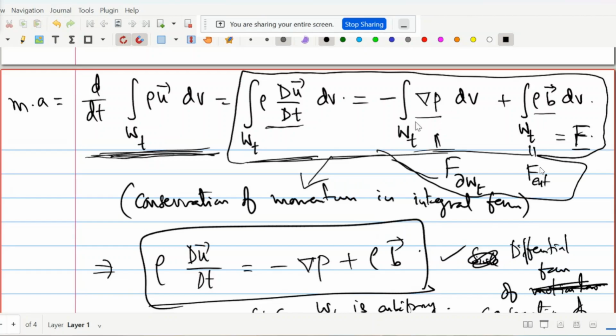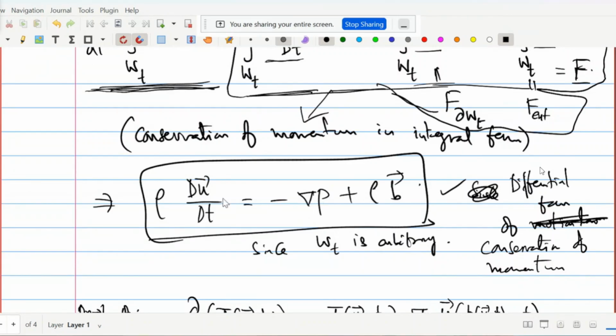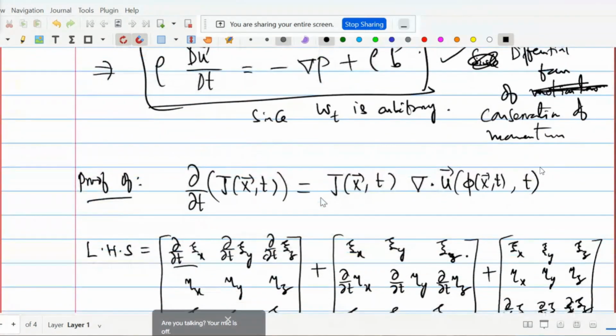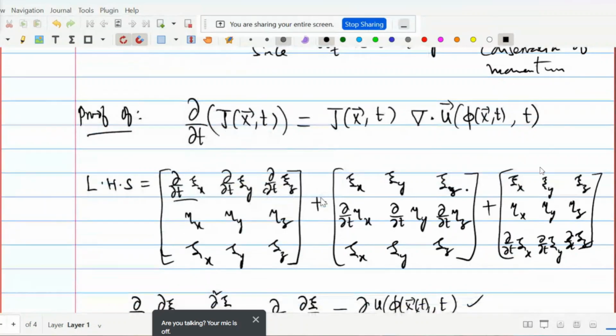Then you use the divergence theorem again, and assuming that all the integrands are differentiable, you end up getting this equation, whatever we put in this bracket. Then this is true for every Ω_t, so you get back your differential form. This is exactly what we have for conservation of momentum in differential form, the equation we wrote in today's lecture, lecture 11. In the process, this is the proof we need. So we were doing this one.